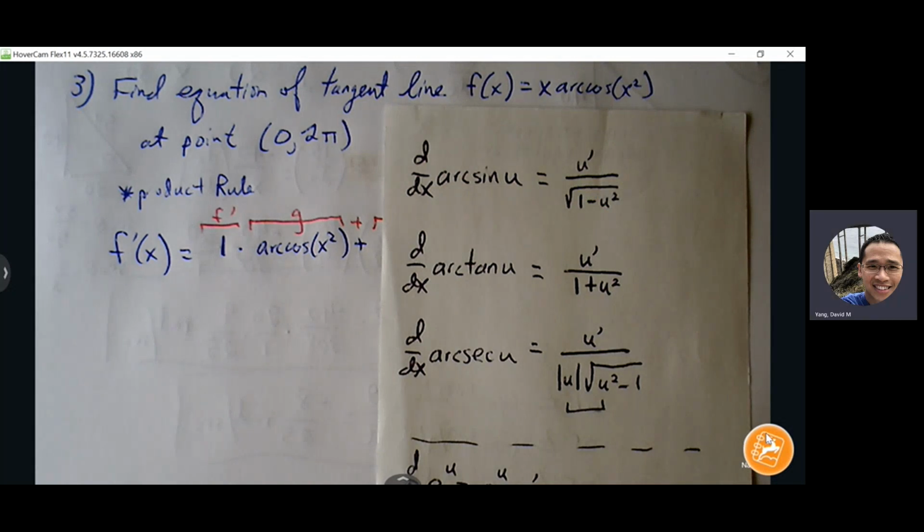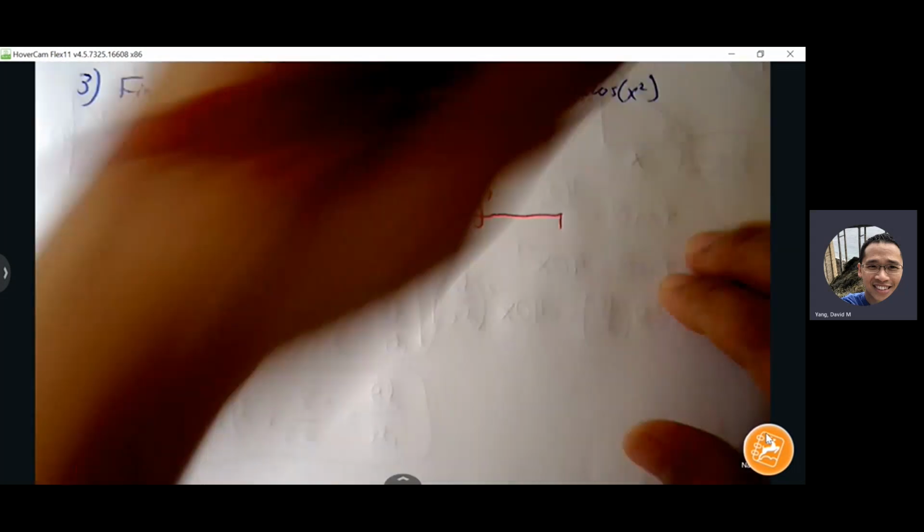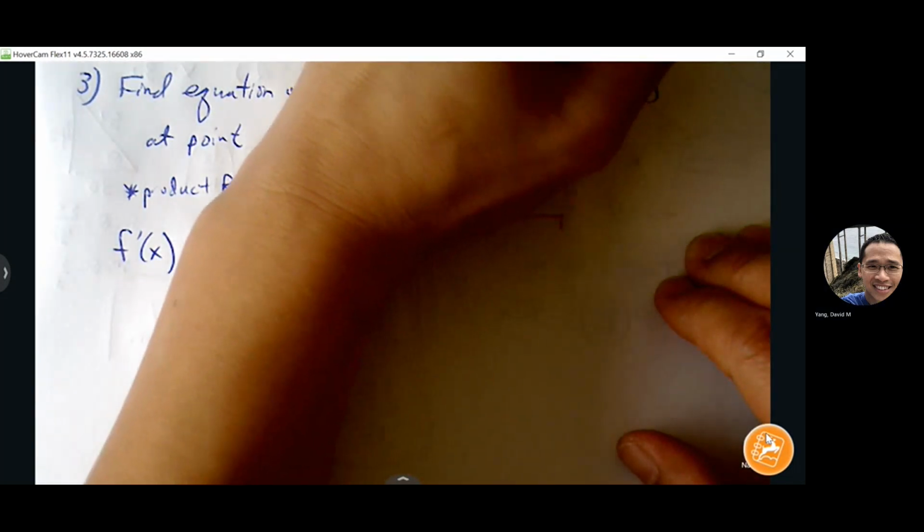So maybe at the end of class, we'll spend time reviewing all the rules that I want you guys to be able to do. So arc sine is u prime over square root of 1 minus u squared. So arc cosine is going to be negative u prime over square root of 1 minus u squared. I'll put that rule up here so we can have access to it.